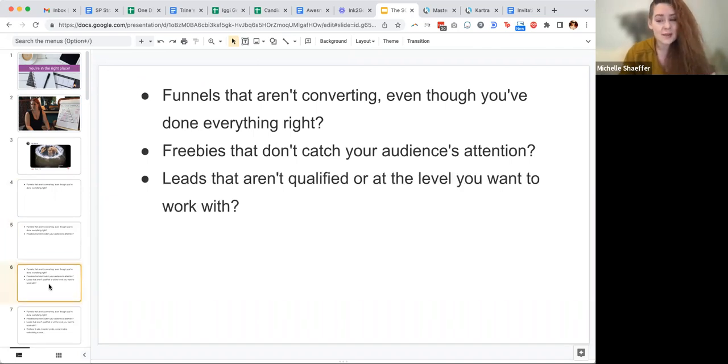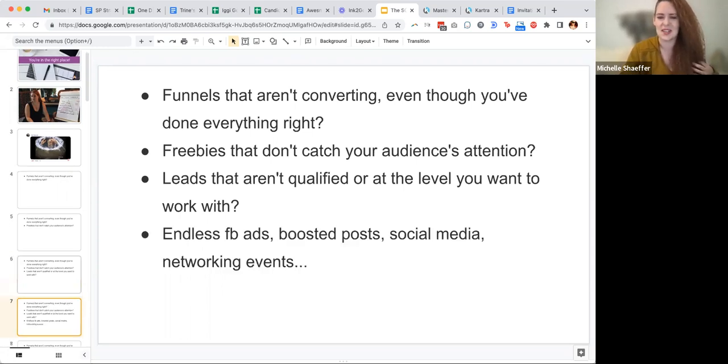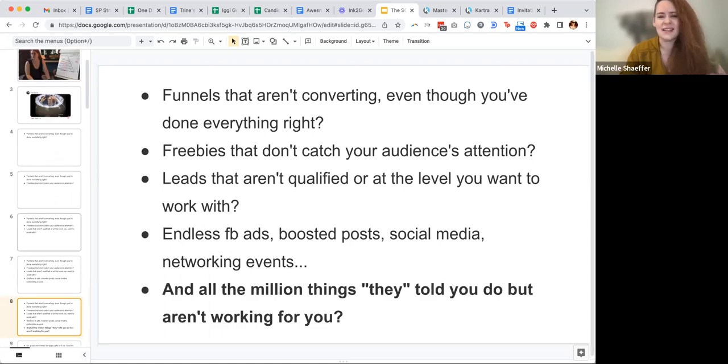If you have a lot of leads coming in, but they're not qualified or they're not at the level that you want to work with, this may be the piece that's missing. Most often I find that it is. You're not alone if you have that particular challenge going on. If you're doing endless Facebook ads, boosting posts, social media, networking events, all the stuff, and there's millions of things everybody tells you that you should be doing and they're not working for you, this will help because it's going to pull back to just what are the 2 or 3 things that are really effective for the audience you want to target, and how do you just put those in place?